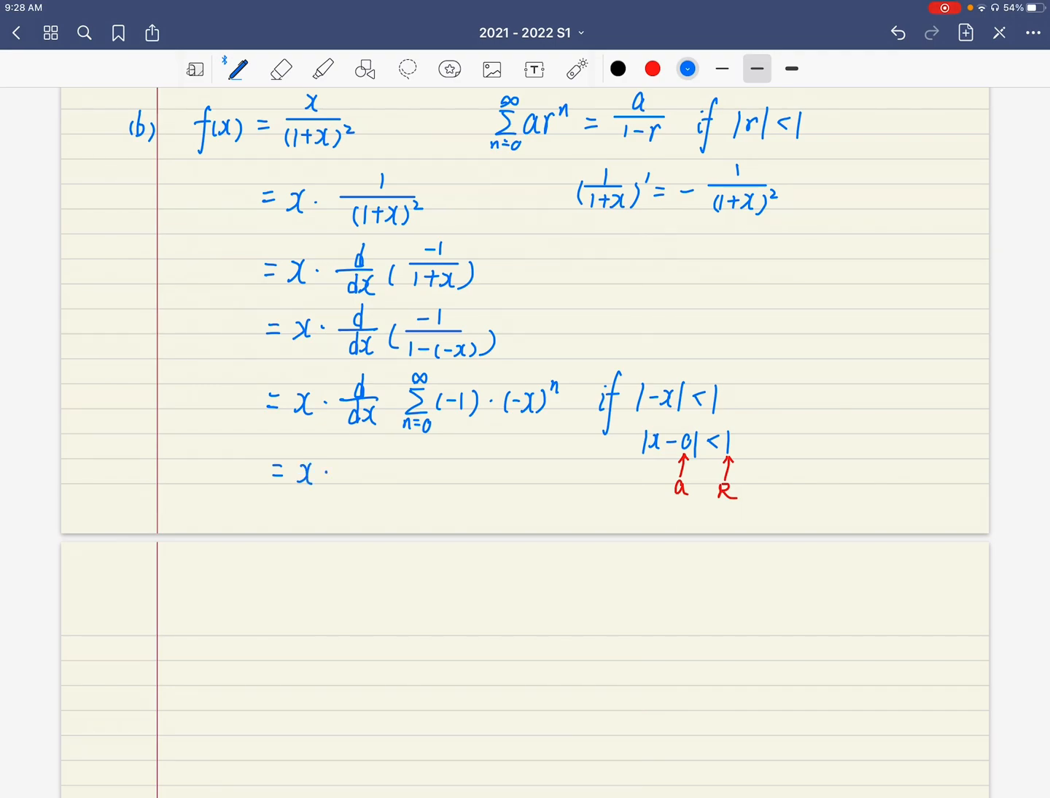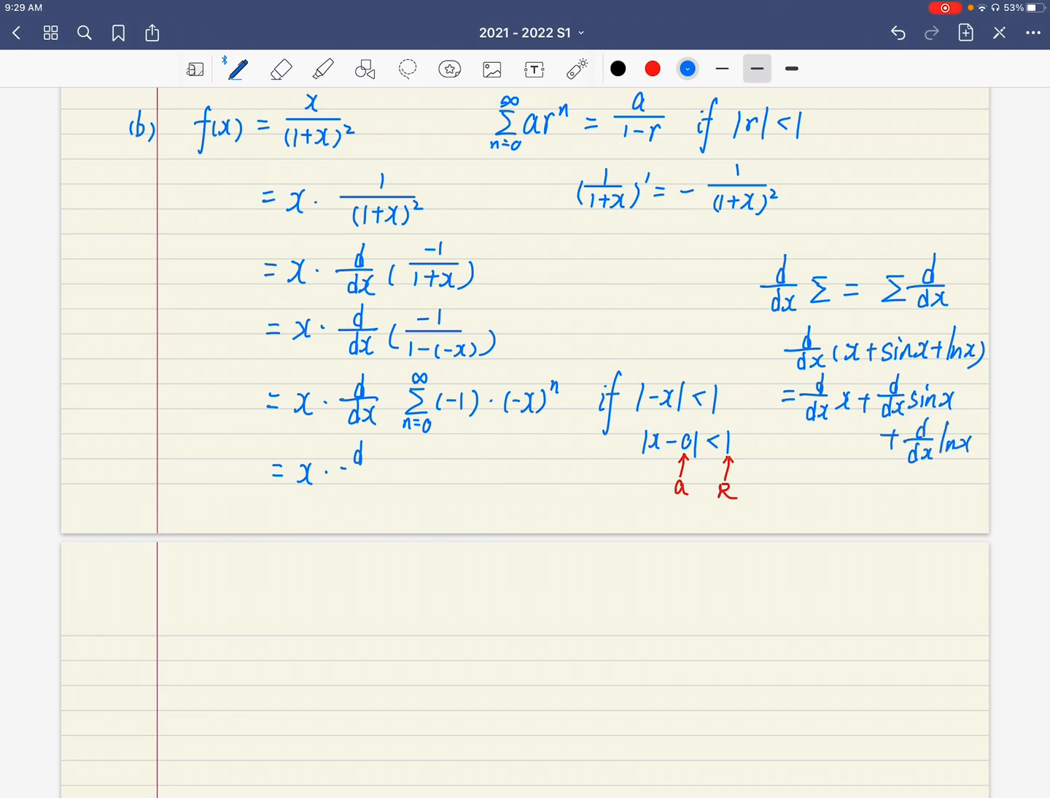Again, if you differentiate the sum, it is equal to the sum of the derivatives. Why? It's very simple. For example, if you differentiate x plus sine x plus ln x, it is equal to differentiating them individually and then adding them up. These two are the same; they have the same effect. So the derivative of the sum is equal to the sum of the derivatives.